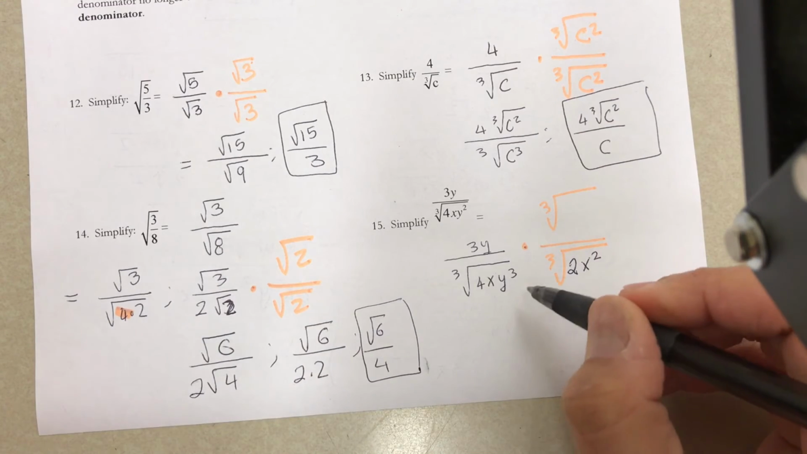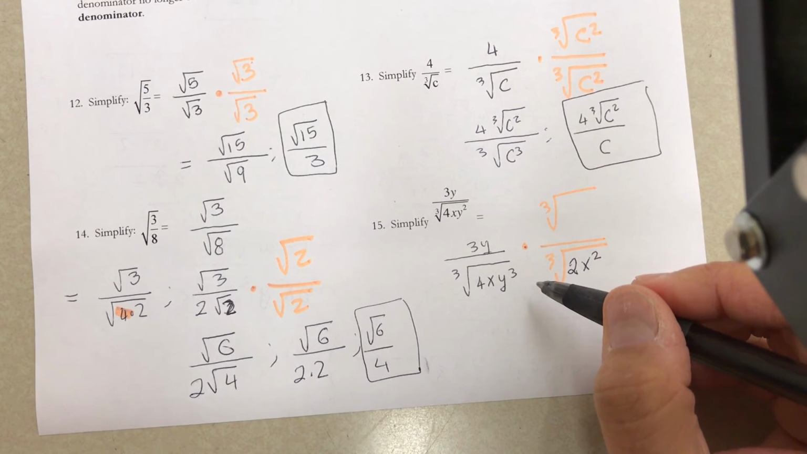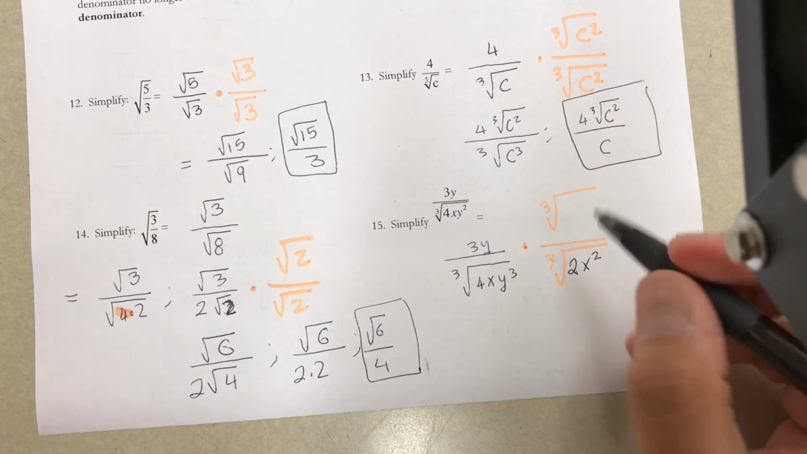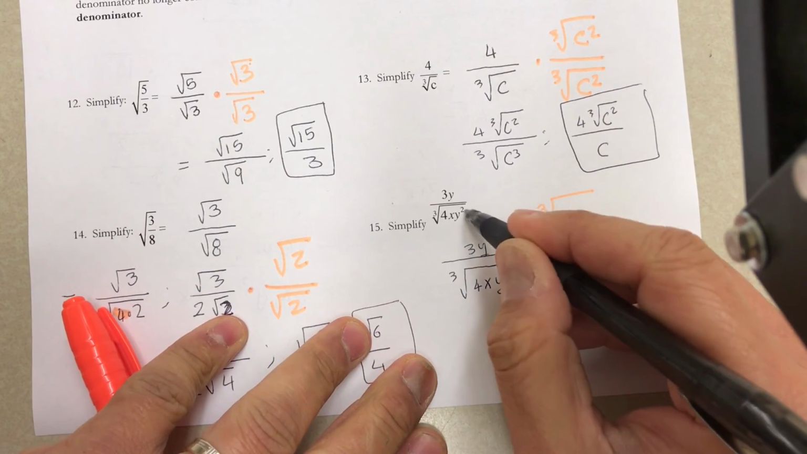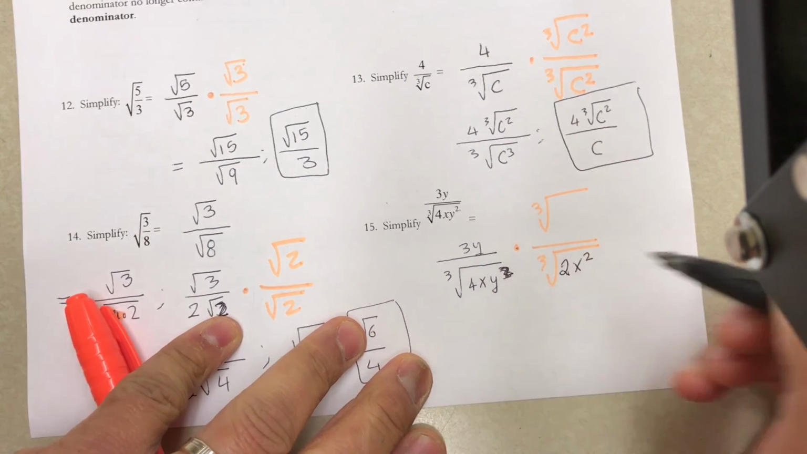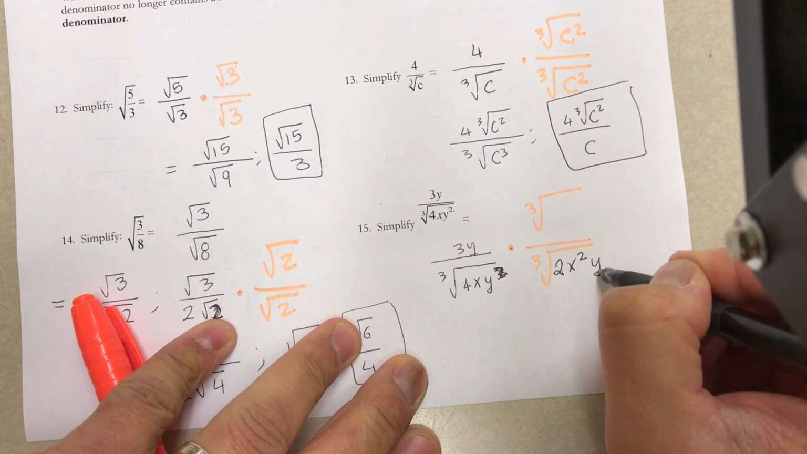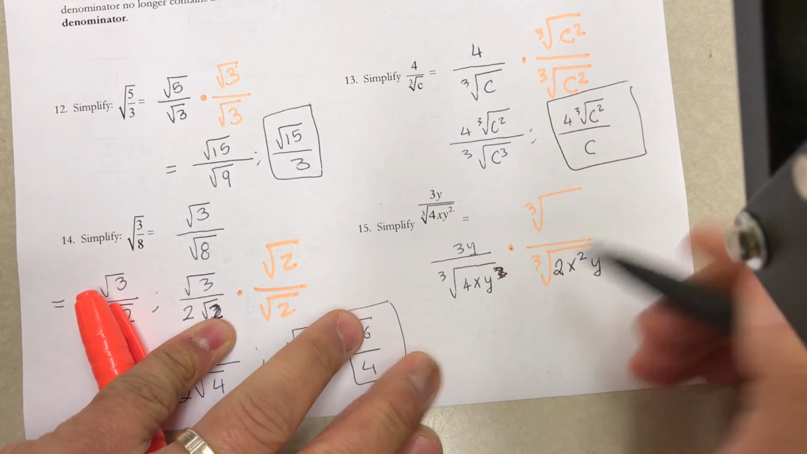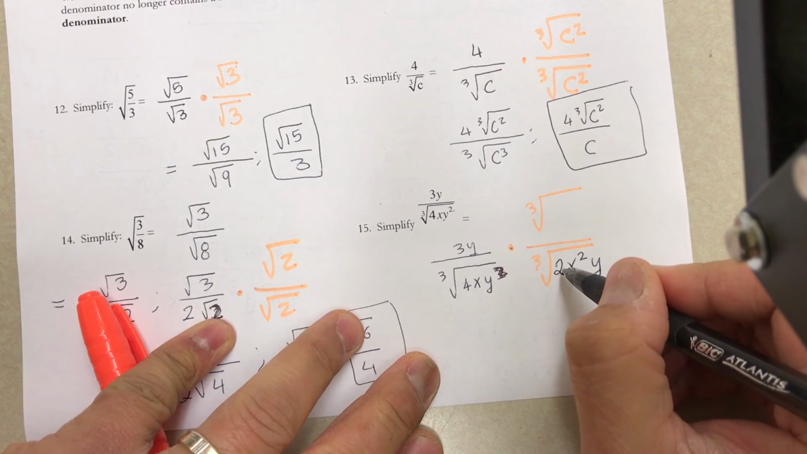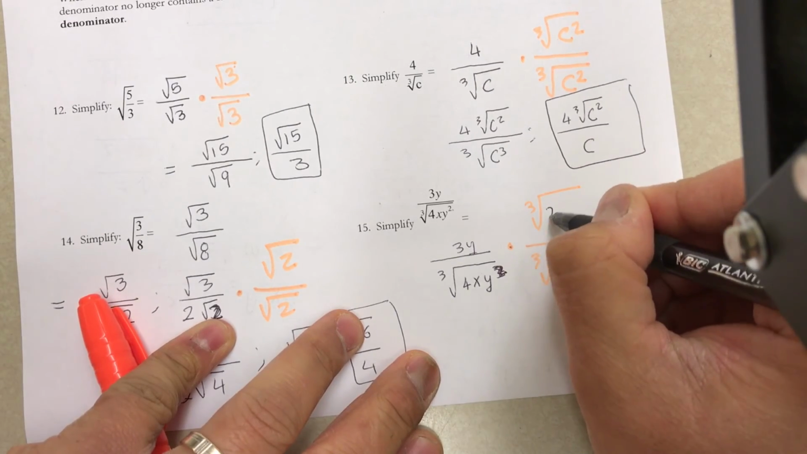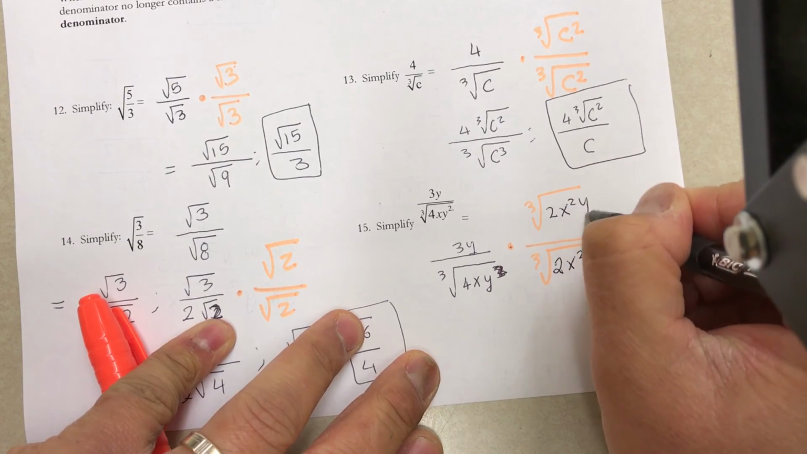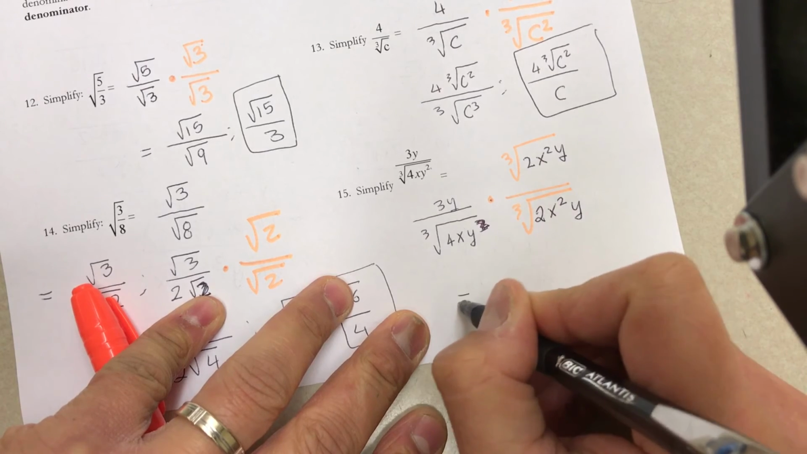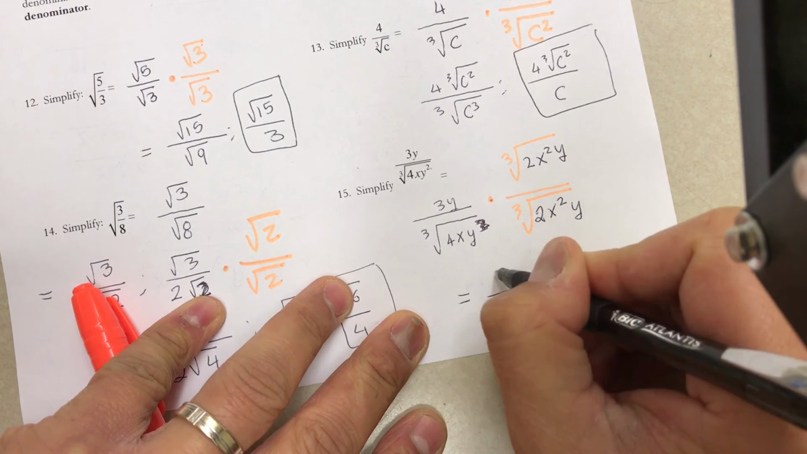And notice that I don't really need to do anything to the y because y is raised to the third power. So in this case, y is raised to the second. So I do need to do something. So that means that I need 1 extra y to make it y to the third. Now, whatever I came up with in the denominator, I'm going to write that in the numerator. And now I'm going to simplify.